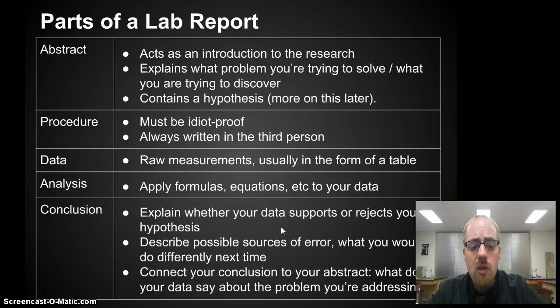The analysis, okay, so looking at formulas, equations, etc., and applying those things to your data, and also explaining and elaborating how your data applies to your big question there. And then lastly, the conclusion, explaining whether your data supports or rejects your hypothesis, possible sources of error in your experiment, and what you would do differently if you were to redo this experiment, and connecting your conclusions to your abstract and your hypothesis, okay, and what future experiments you would do to help support that hypothesis further.